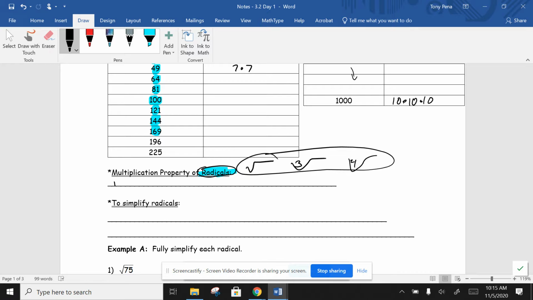The multiplication property, if we do it with variables, just means if I have like a root x times a root y, as long as they're both square roots, then we just multiply the numbers underneath them.